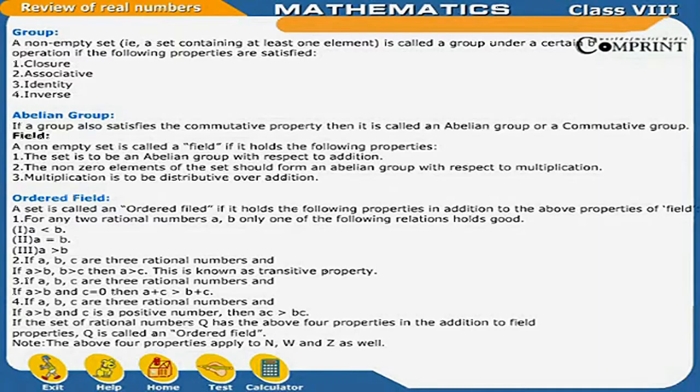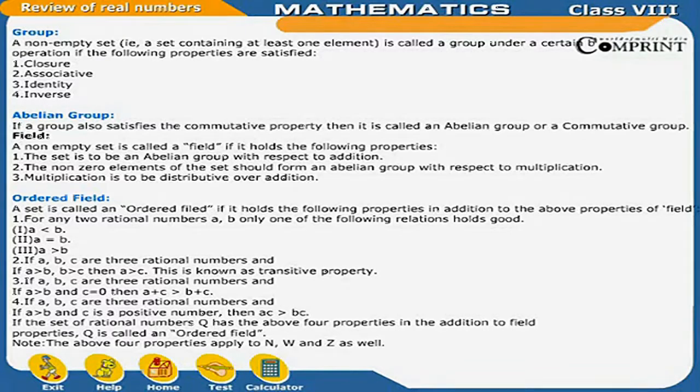Ordered field. A set is called an ordered field if it holds the following properties in addition to the above properties of a field. 1. For any two rational numbers a and b, only one of the following relations holds good. First, a is less than b. Second, a is equal to b. Third, a is greater than b. 2. If a, b, c are three rational numbers and if a is greater than b, and b is greater than c, then a is greater than c. This is known as the transitive property.